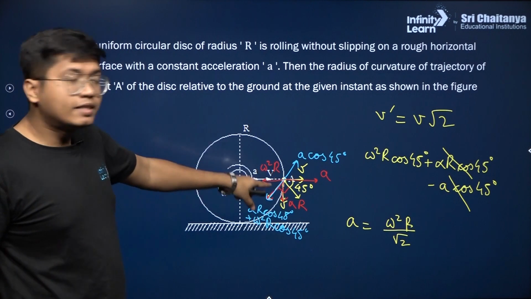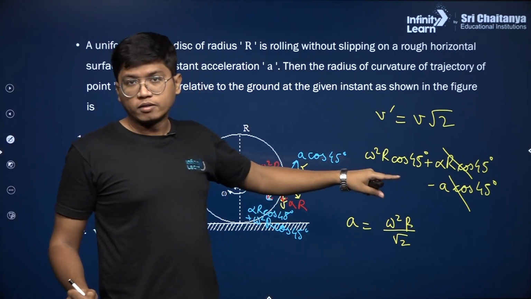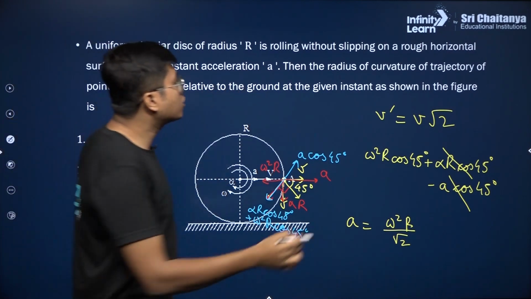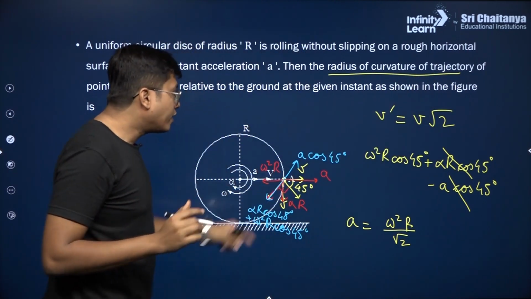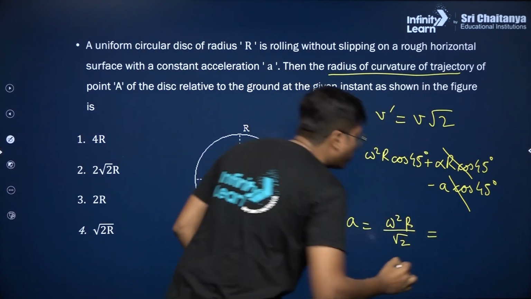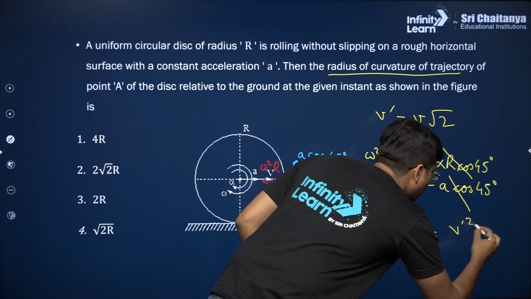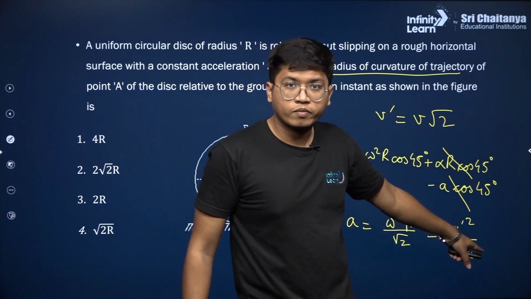Now we know that this acceleration is going to be equal to v dash square by r, where r would be the exact radius that we need, the radius of curvature of the trajectory. This would be your small r. So we can write this as v dash square divided by small r, and this small r is what we need to find, right?